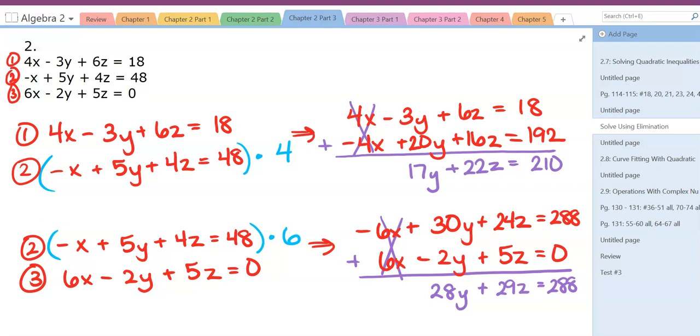In my opinion, that is honestly the worst part of this whole thing, is you have to try to get rid of one of the letters at first. You have to just make a decision about which one you want to get rid of, and you got to do a little bit of work.